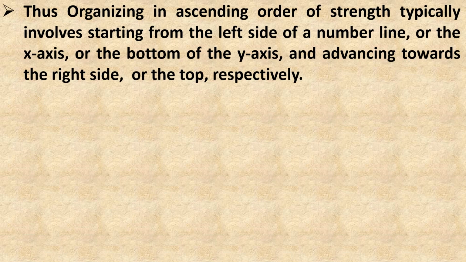Thus, organizing in ascending order of strength typically involves starting from the left side of a number line, or the x-axis, or the bottom of the y-axis, and advancing towards the right side, or the top, respectively. Watch the strength of Bob as it increases from -3 to +4.